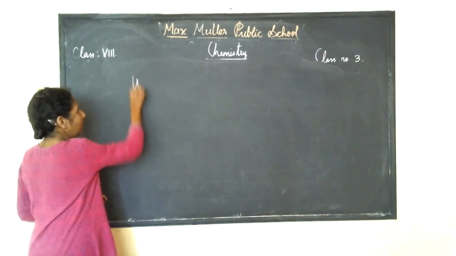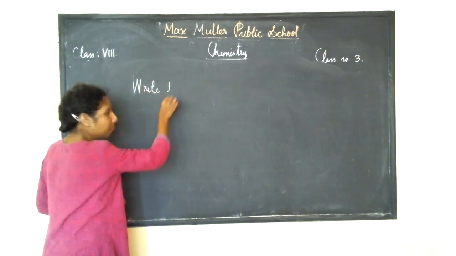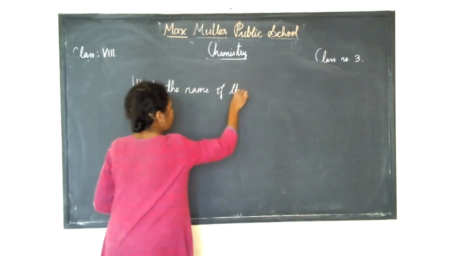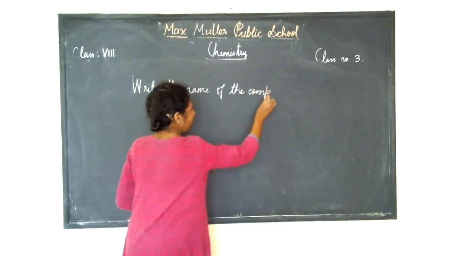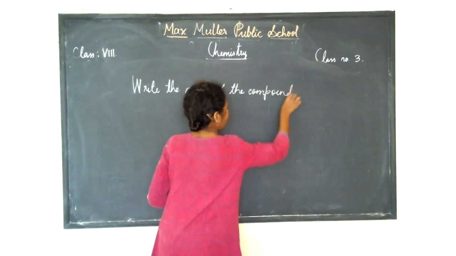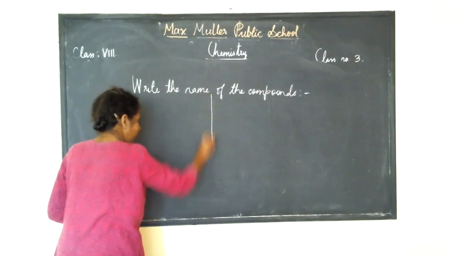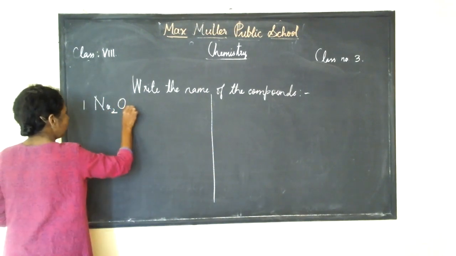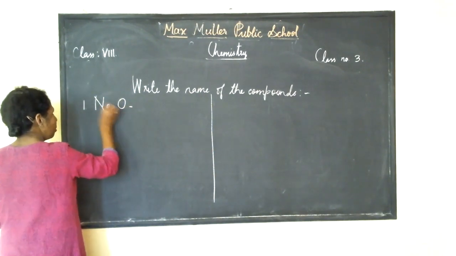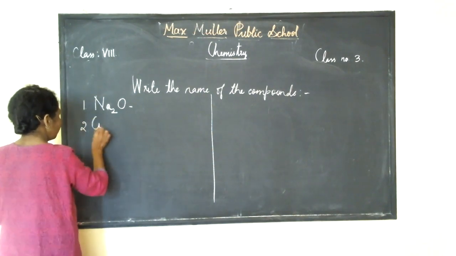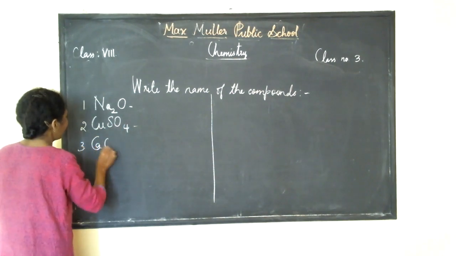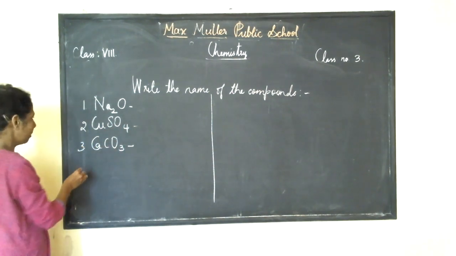Okay, write the name of the compound. First one, Na2O, CuSO4, CaCO3.